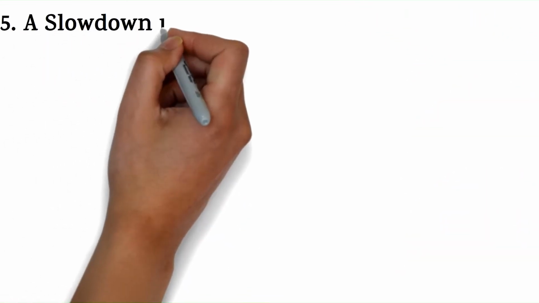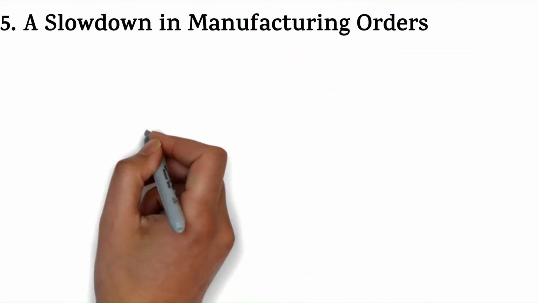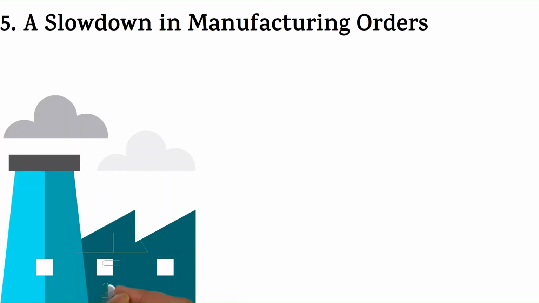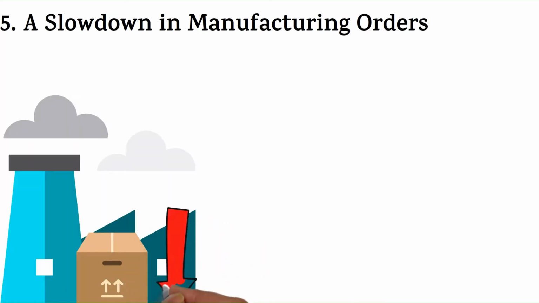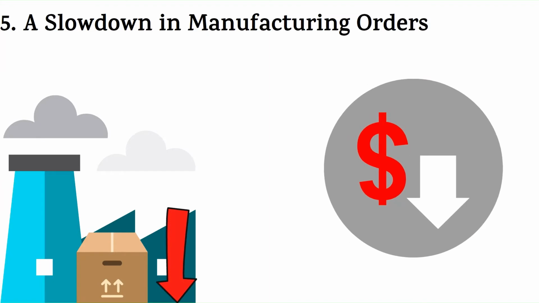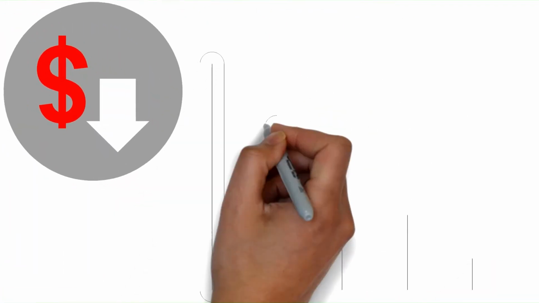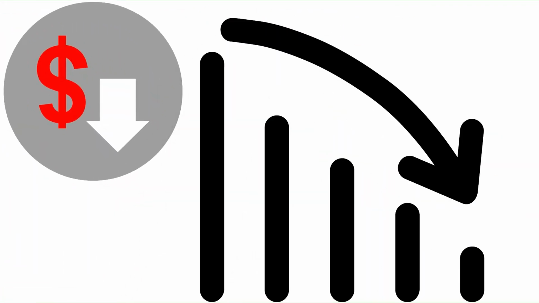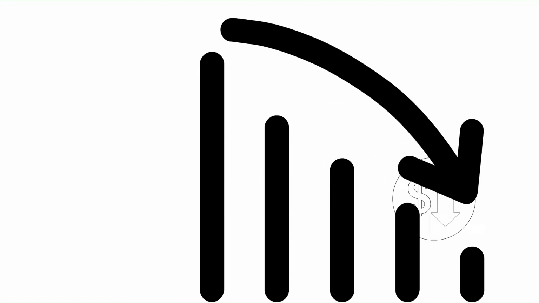Number 5. A slowdown in manufacturing orders. A decrease in manufacturing orders is one indicator of a coming recession. Durable goods orders started to decline in October 2006, well before the recession of 2008 started.